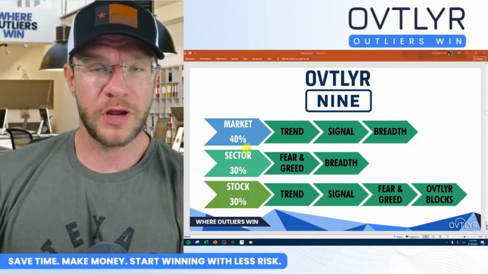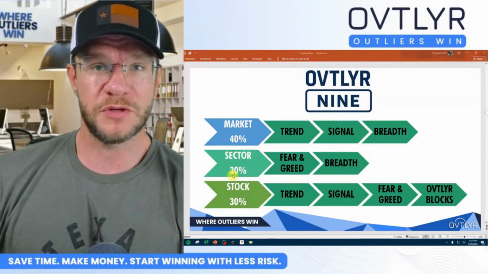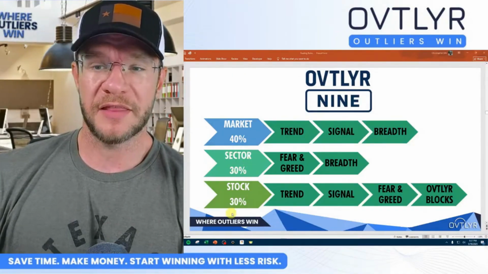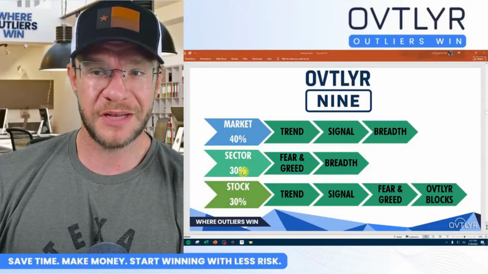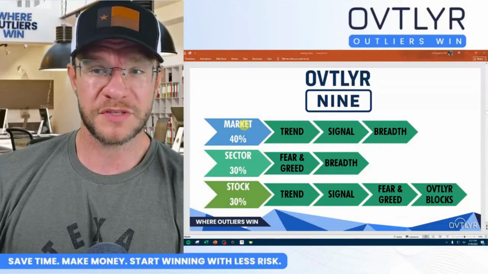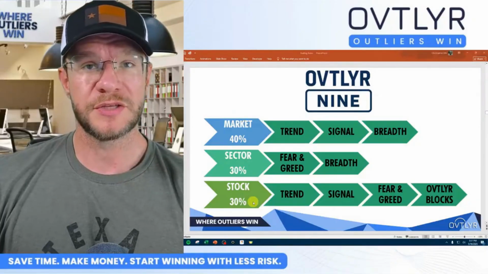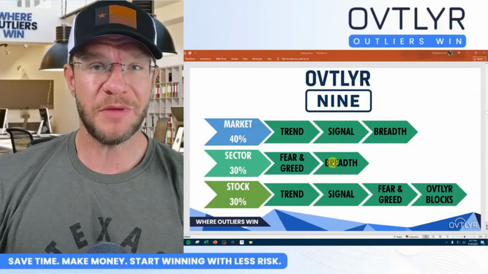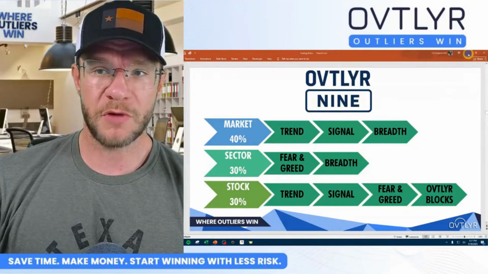Now, 40% of the move on every stock is due to the market. 30% of the move is due to the stock sector itself. And the last bit of it is only the last 30%. So 70% of the move of your stock is outside of the control of the stock itself, only the last 30%. So remember, this is the 9 itty bitty baby steps, the Outlier 9 that I want to show you. So let's start with the market.